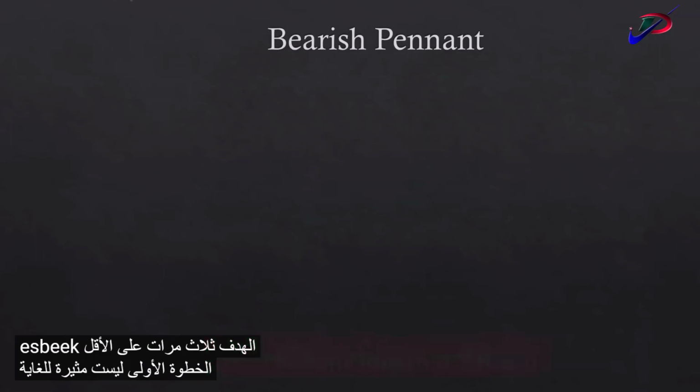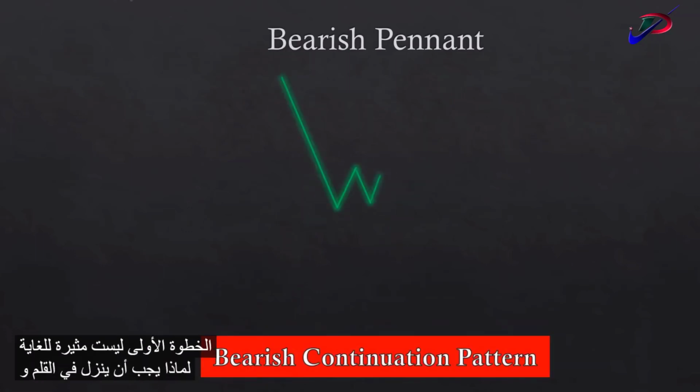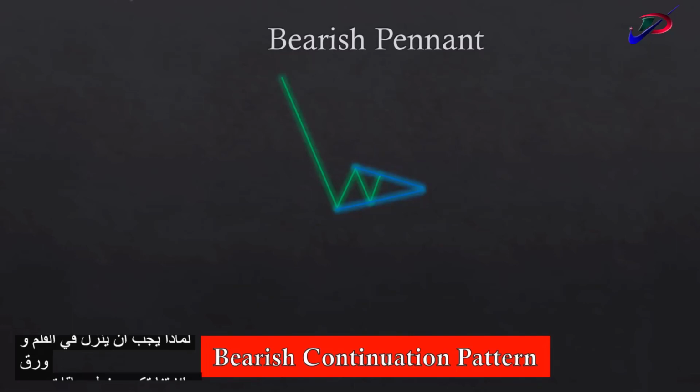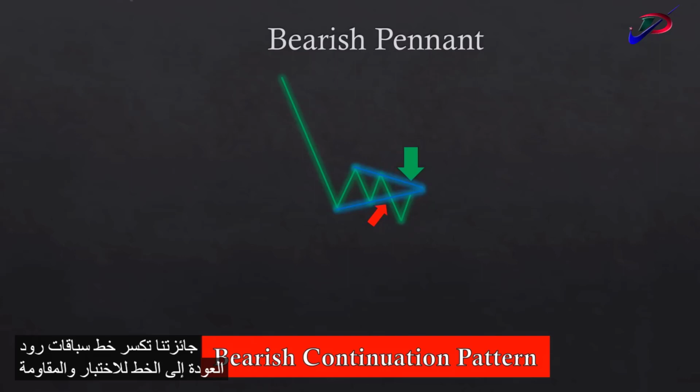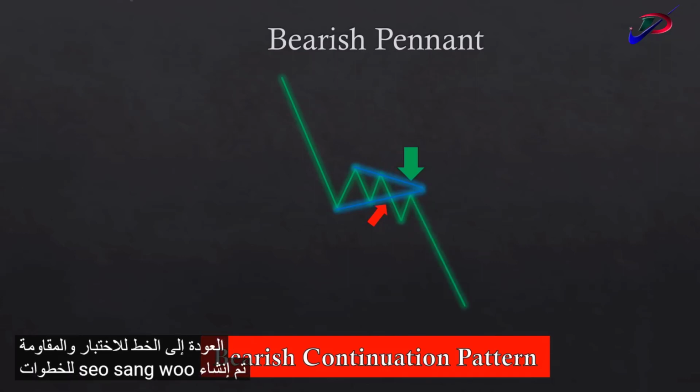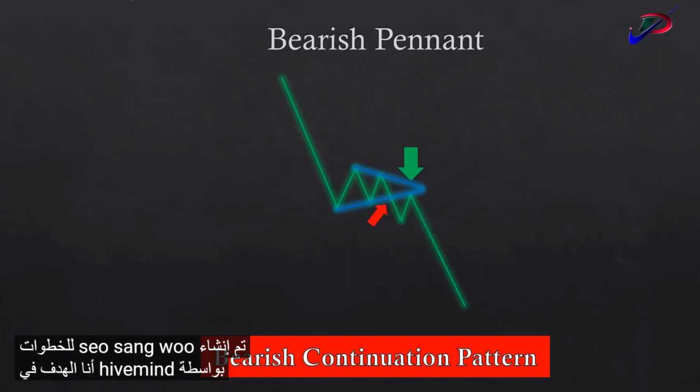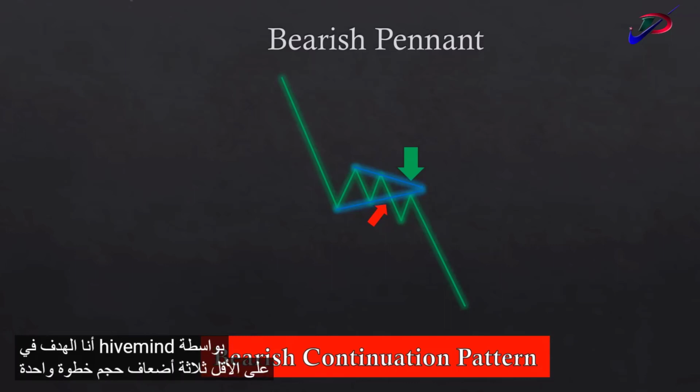In a bearish pennant, price will be going down and a pennant will appear. Once price breaks the lower line and retraces back to the lower line to test it as resistance, a sell signal is generated with a stop above the highest point of the pennant, and a target at least 3 times as big as the stop.